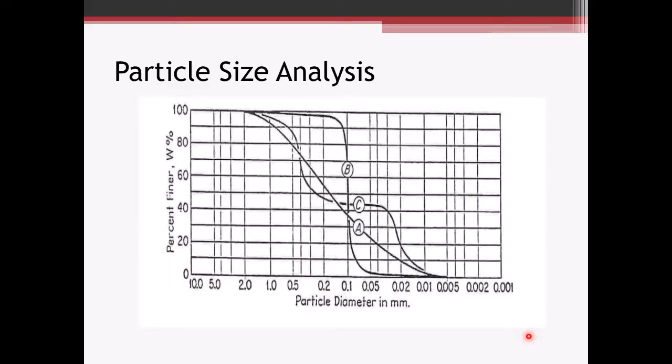And the shape of the curve tells us a little bit about the soil type, as well as the properties of the soil. So curve A, that's the curve here that's got a gentle slope to it. That's considered a well-graded soil.